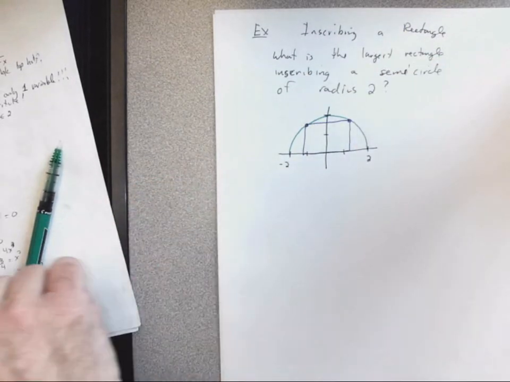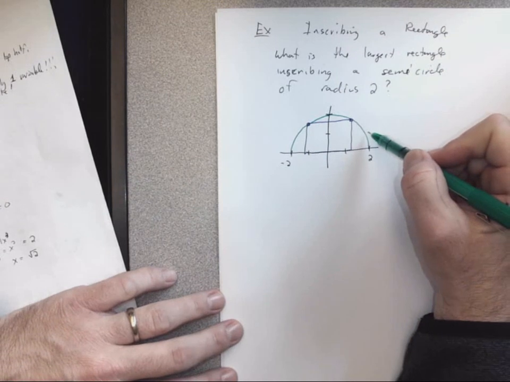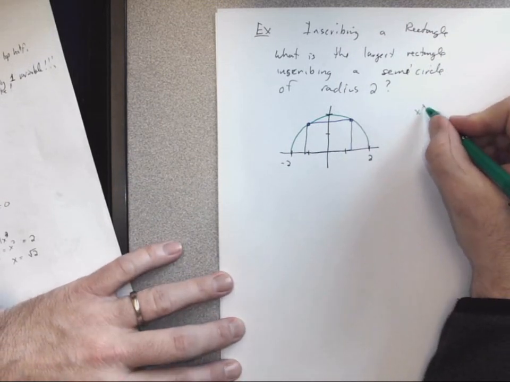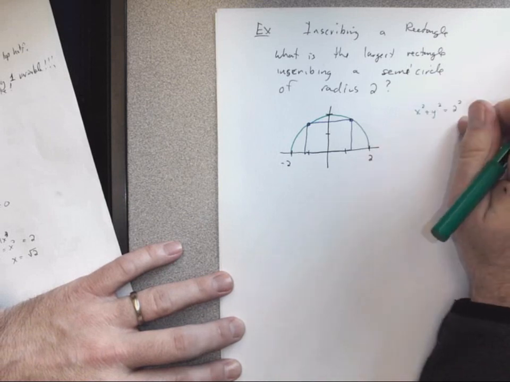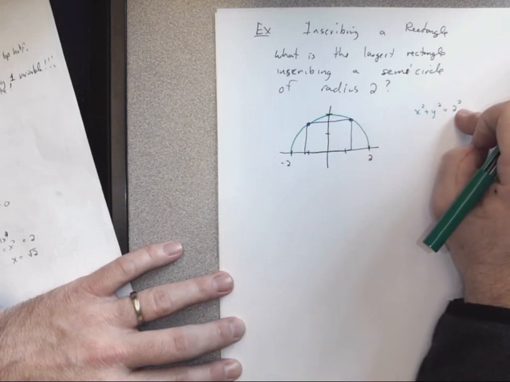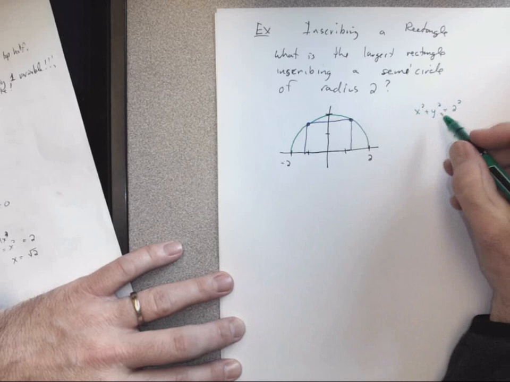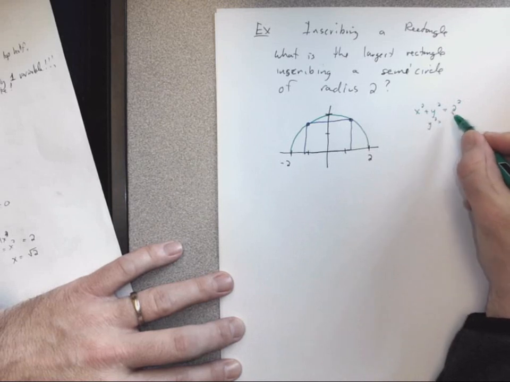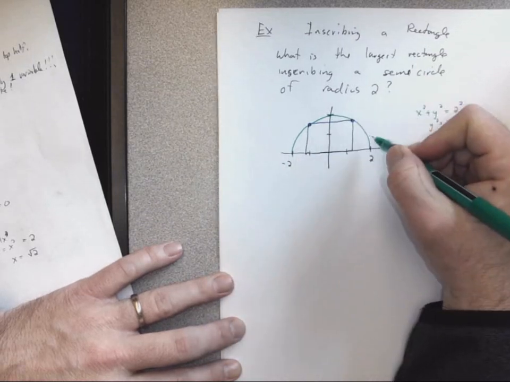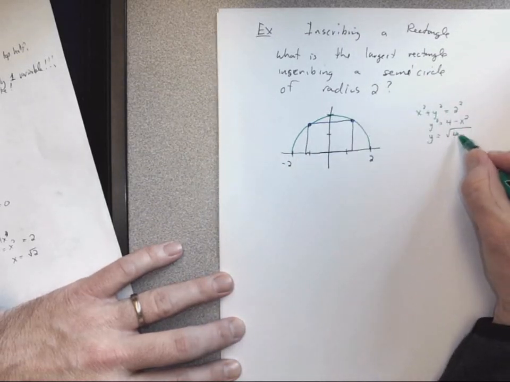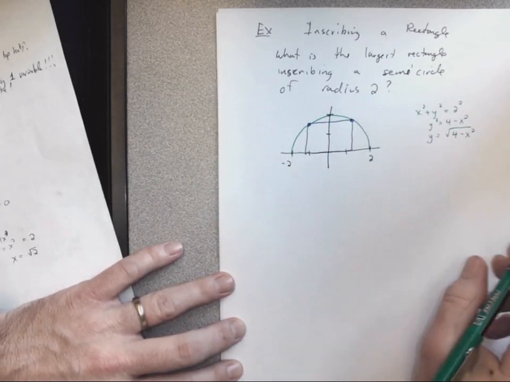So what I need is some functions on here. Well, we know that the circle is x squared plus y squared equals 2 squared. That's circles: x squared plus y squared equals r squared. So I know y squared is equal to 4 minus x squared. So y is, well, the top half is the positive root, and if I wanted the bottom half, it would be the negative root. So that right there is the circle.